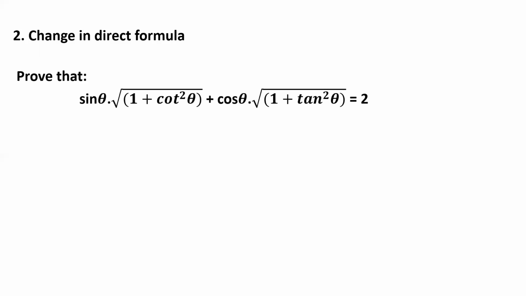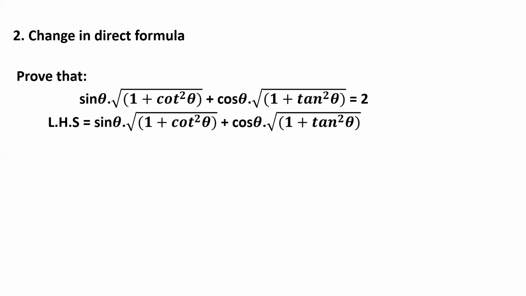Now let's come to the next technique, and that is changing into a direct formula. Direct formula means, when I just gave you all the formulas, you need to remember them and try to change into the direct formula. Let's take an example here. Sine theta root under 1 plus cot square theta plus cos theta root under 1 plus tan square theta equals 2.